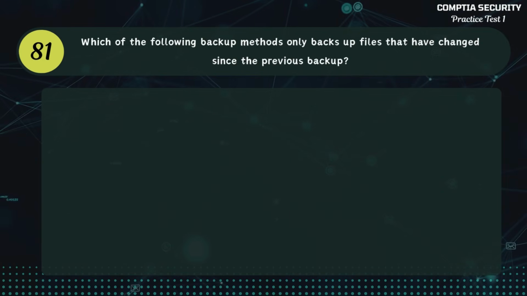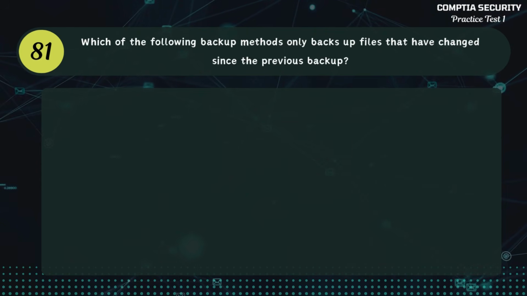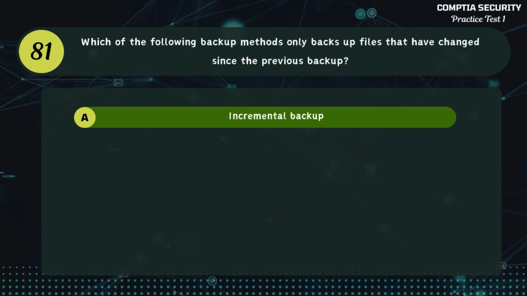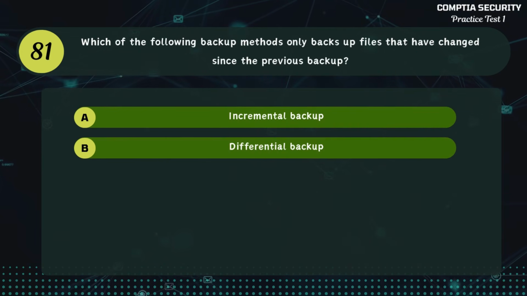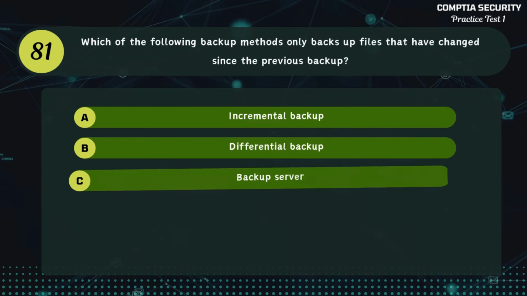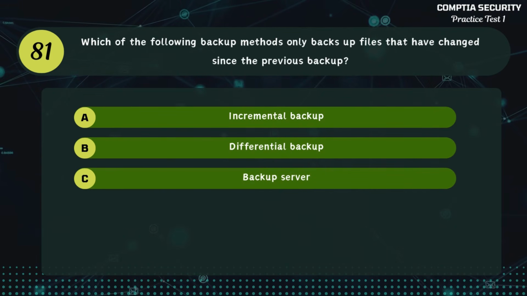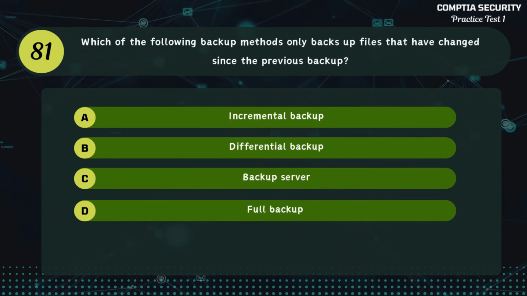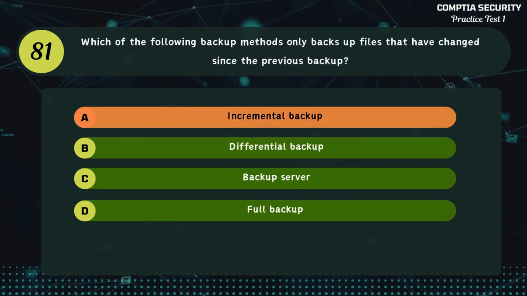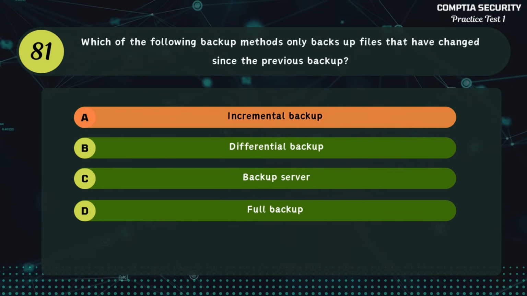Question 81. Which of the following backup methods only backs up files that have changed since the previous backup? A. Incremental backup. B. Differential backup. C. Backup server. D. Full backup. Correct answer A. Incremental backup.